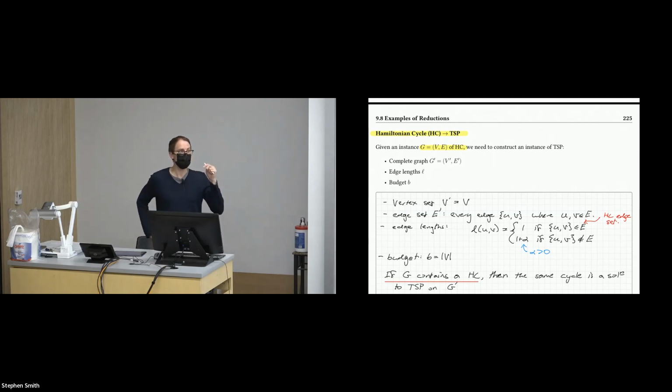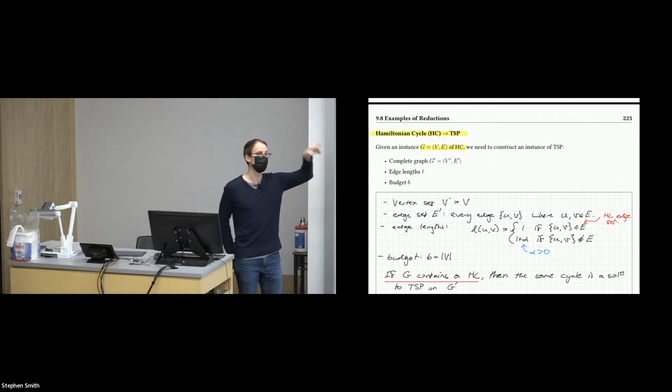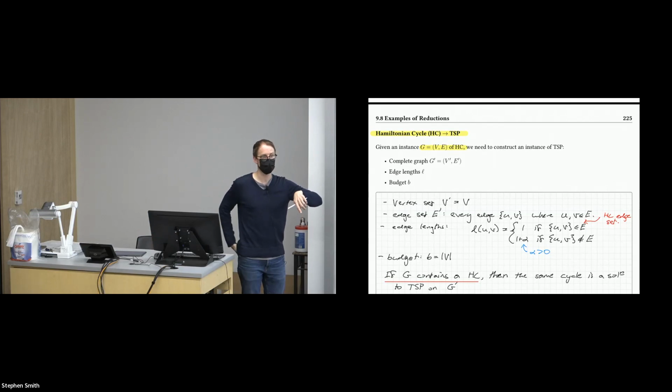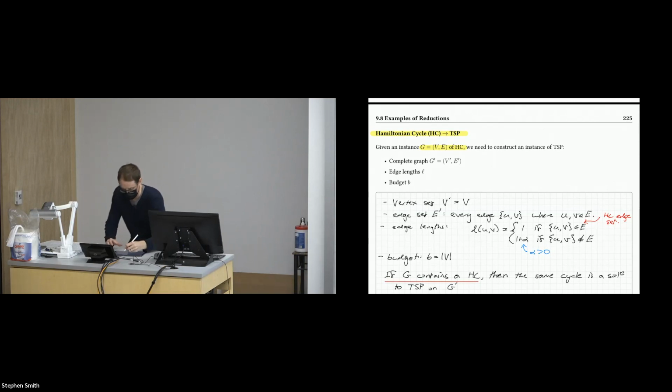Well, the thing we're checking in G prime definitely has a Hamiltonian cycle, because when you have a complete graph, you can always find a cycle that visits all the vertices. The question we're asking though in G prime is, is there a tour with cost less than or equal to B? So just as like a picture, right? An input instance of Hamiltonian cycle might be like this.